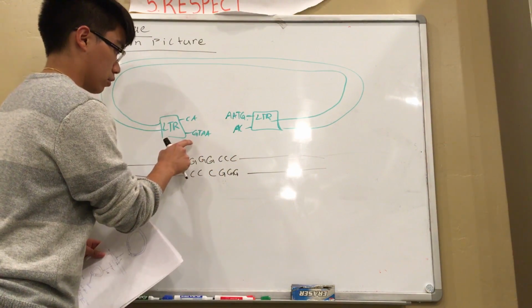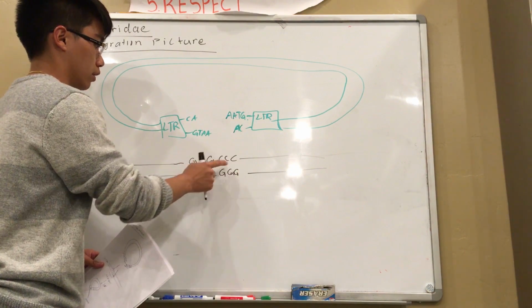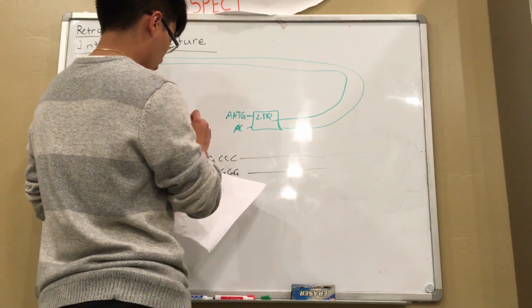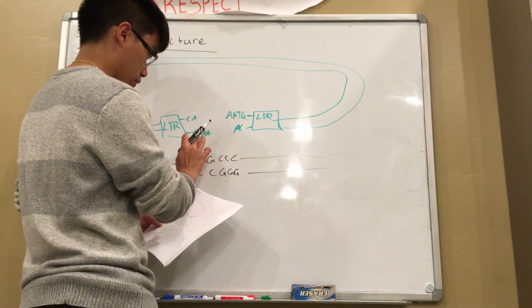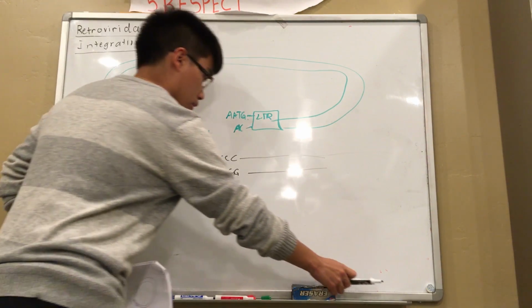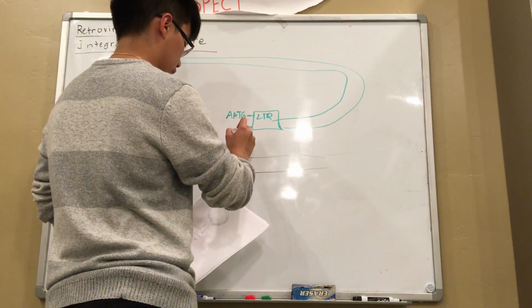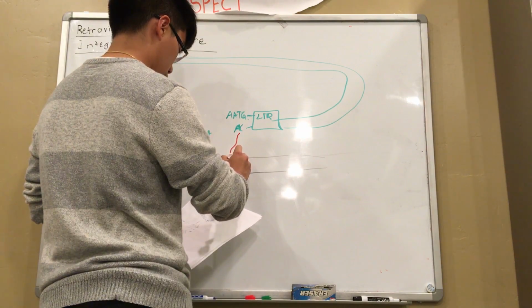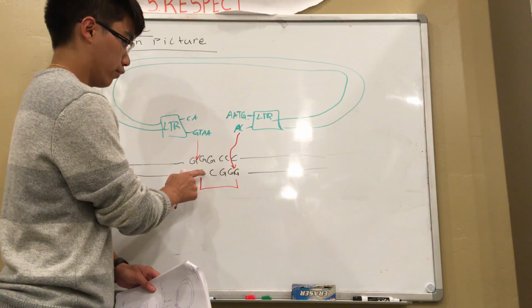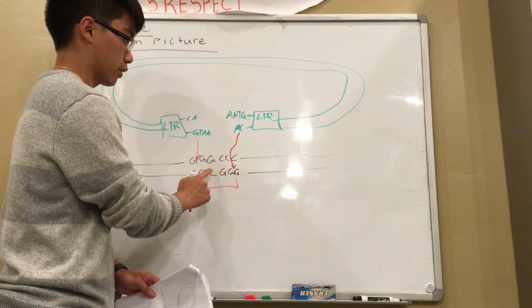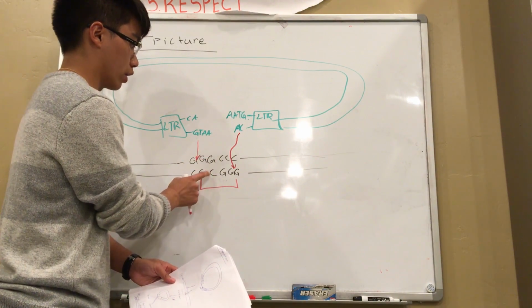The viral genome will integrate itself at these palindromic sequences. I'll draw that with the arrow. On this side, it will insert itself here. I'll use red. It will insert itself there. And on this side, it will insert itself here. And it inserts itself 4 to 6 nucleotides apart. So in this picture, 1, 2, 3, 4.